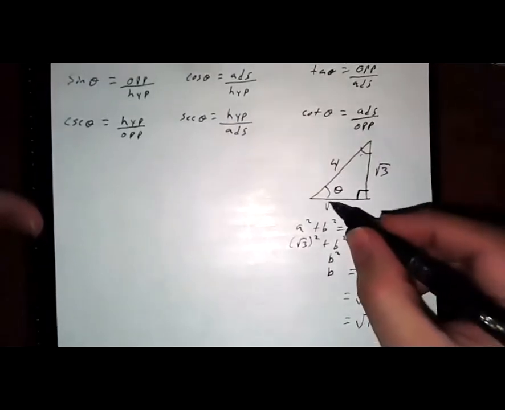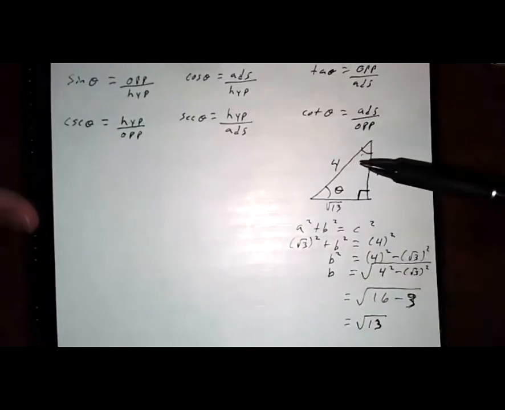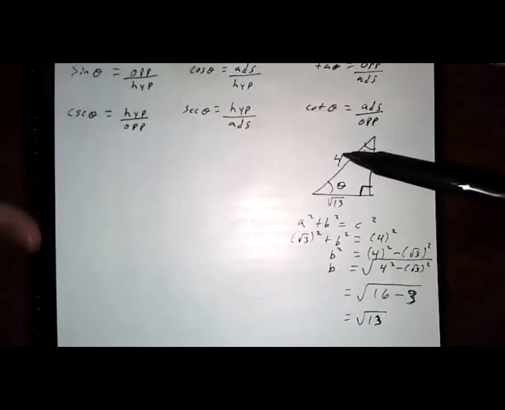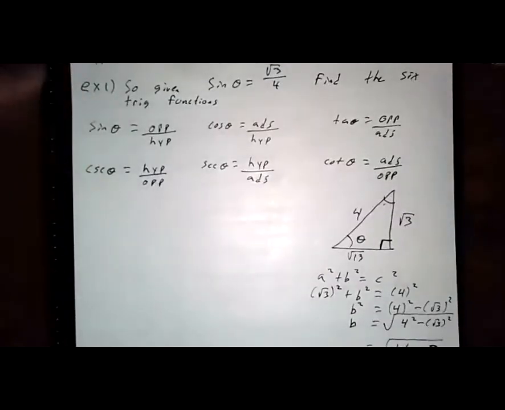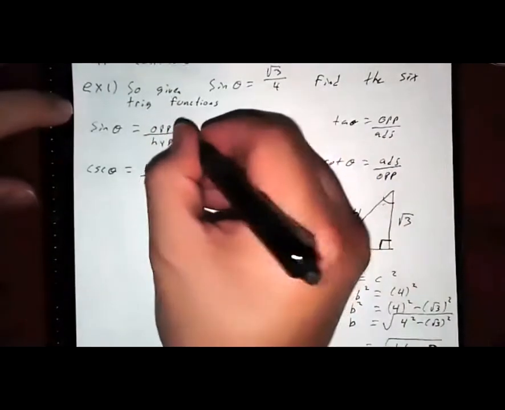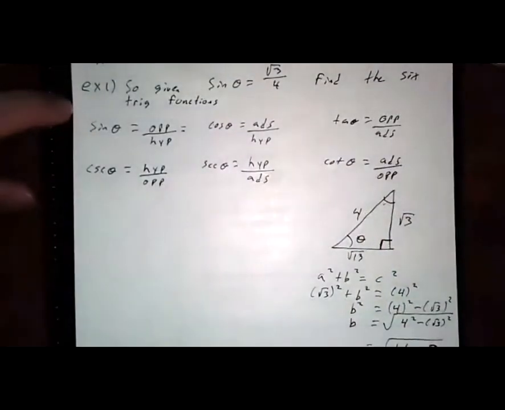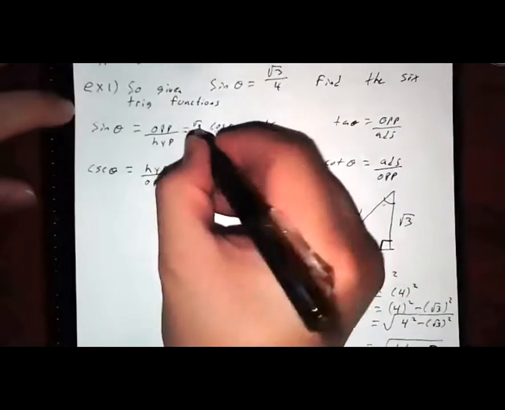Anyway, I know for a lot of you, we don't have to go through this part, but just in case there's some confusion, there it is. You guys comfortable with the Pythagorean theorem? Once we have all the sides, we can build the triangle, and once we build the triangle, we can find the functions. So sine is already given to us, right? That's going to be root 3 over 4.